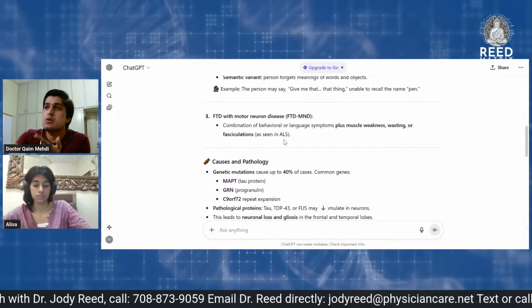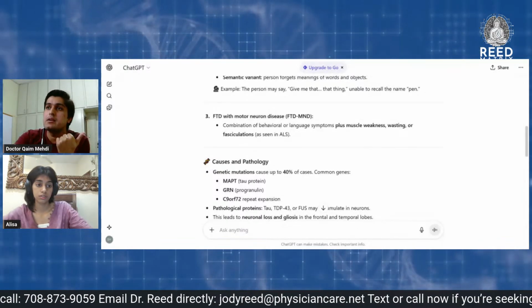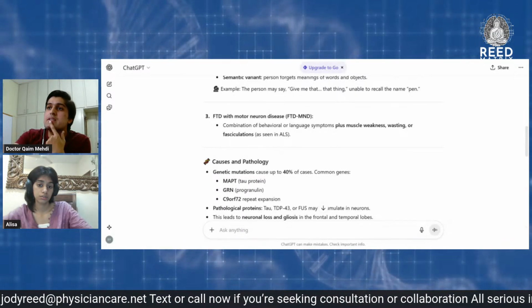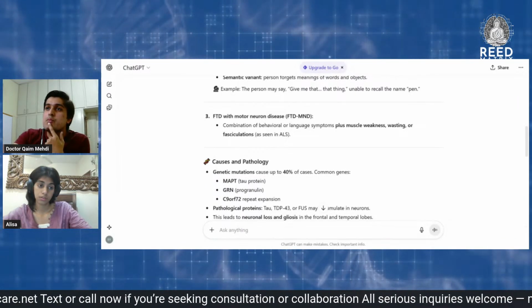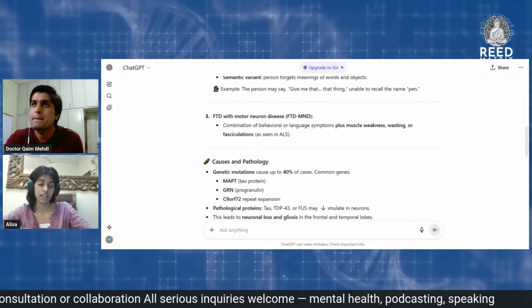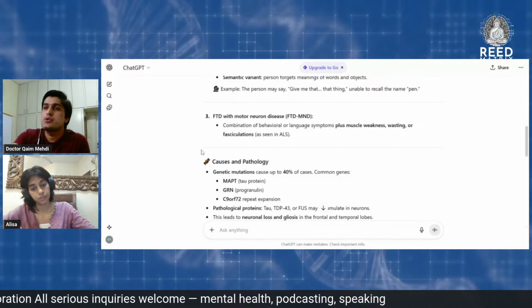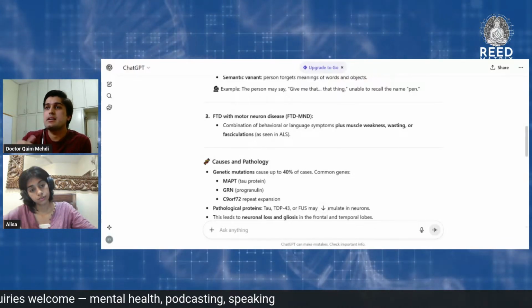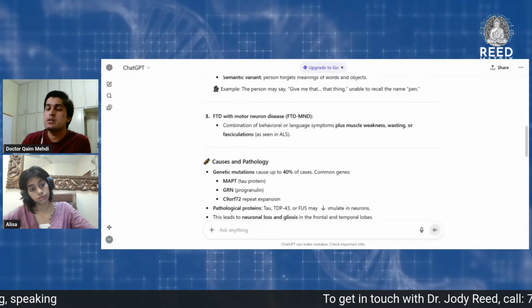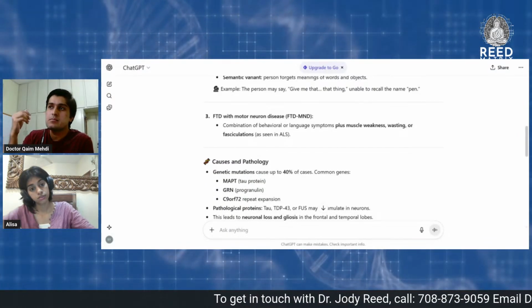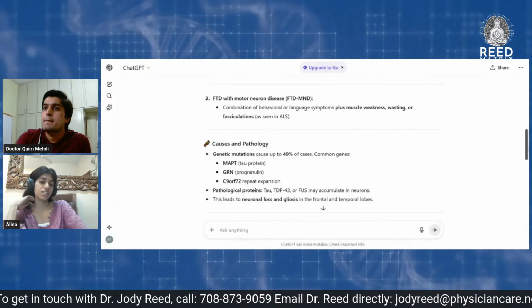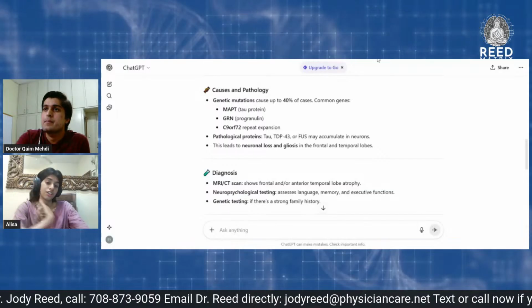Like you have talked about this syndrome with Dr. Reed, ALS. You were having a discussion with him where the body loses this ability to use muscles. Yes, exactly. I do remember it. So if frontotemporal dementia is with motor neuron disease, then you just lose your ability to use muscles, and muscle weakness, wasting, or fasciculations develop. Makes sense. This is something new compared to what we have already done.